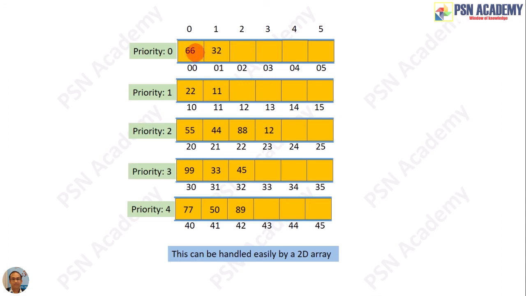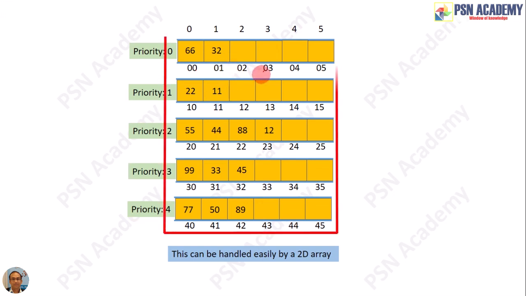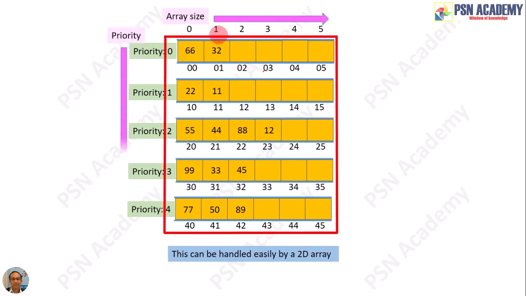So this is row 0 for priority 0. This is row 1 for priority 1. And for priority 2, 3 and 4, there are separate rows. Now for the 2D array, you can see here that this is the cell 0, 0. That means the first 0 is meant for the row number and the second 0 here is meant for the column number. Similarly, for this cell we have the 0th row and the first column. Clearly you can see that this is simply a 2D array with array size on this side and the priority on this side.